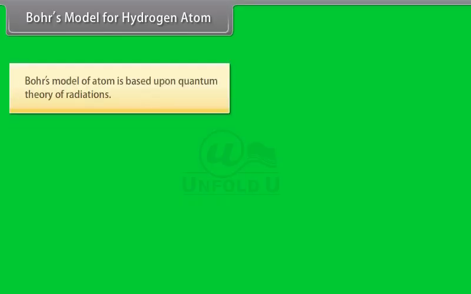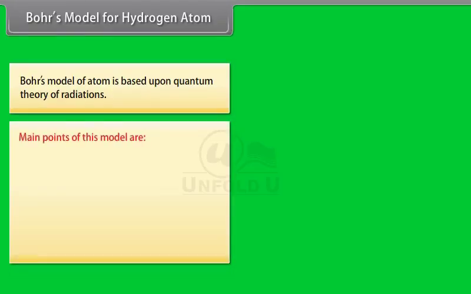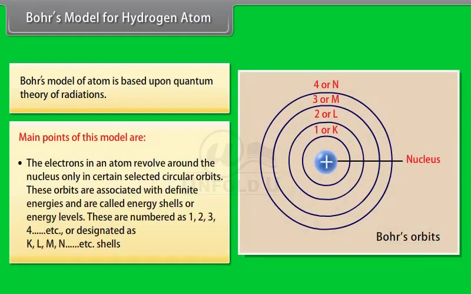Bohr's model for hydrogen atom. Bohr's model of atom is based upon quantum theory of radiations. Main points of this model are: The electrons in an atom revolve around the nucleus only in certain selected circular orbits. These orbits are associated with definite energies and are called energy shells or energy levels. These are numbered as 1, 2, 3, 4, etc. or designated as K, L, M, N etc.